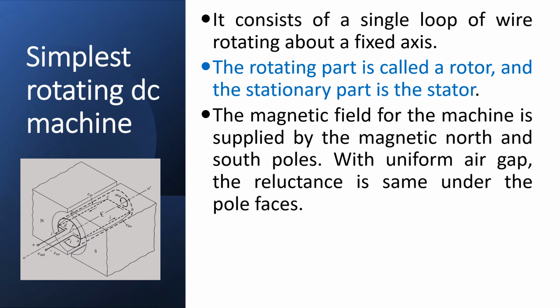In this slide, we have a picture of the simplest rotating DC machine, and it consists of a single loop of wire rotating about a fixed axis. The rotating part of the machine is called rotor, and the stationary part is called the stator. The magnetic field for the machine is supplied by magnetic north and south poles. With uniform air gap, the reluctance is the same under the pole faces.